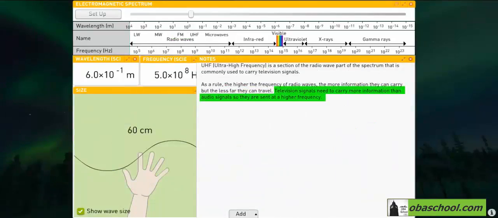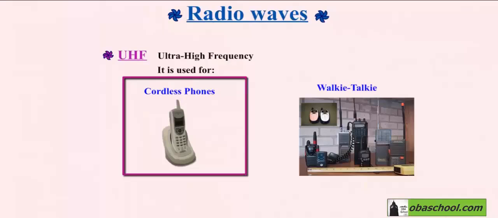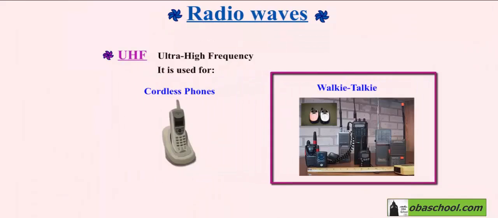Moreover, television signals need to carry more information than audio signals, so they are sent at a higher frequency, UHF, and shorter wavelength. At last, you can also use radio waves instead of cables to connect a computer to other devices such as a printer or a mouse. Bluetooth-enabled devices, cordless phones, and walkie-talkies are also good examples of radio wave-based devices.